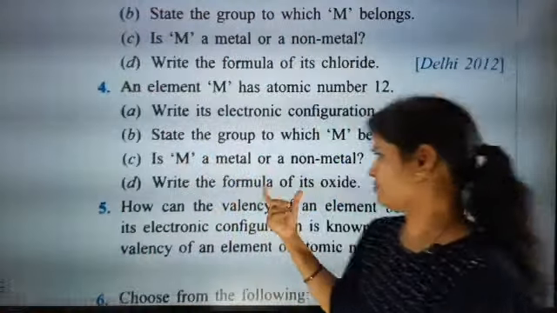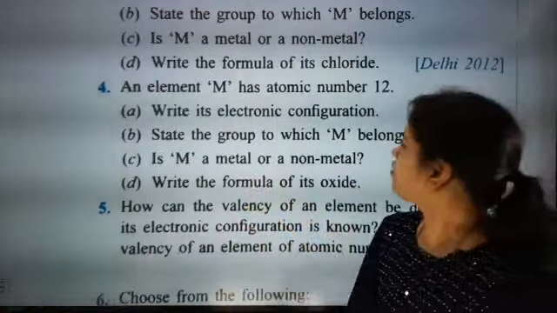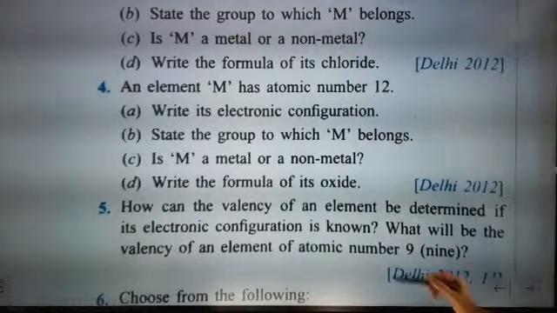Is M a metal or non-metal? Formula of its oxide.